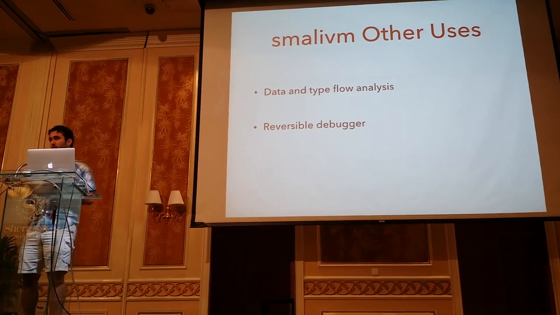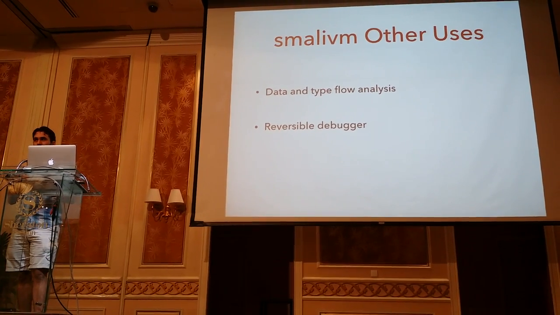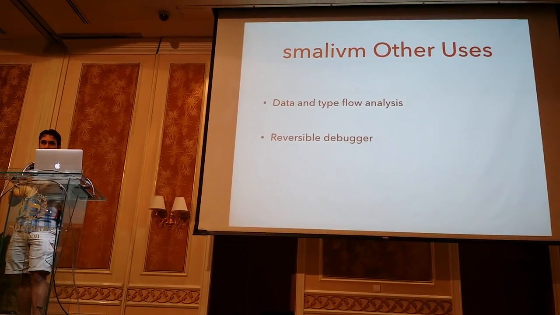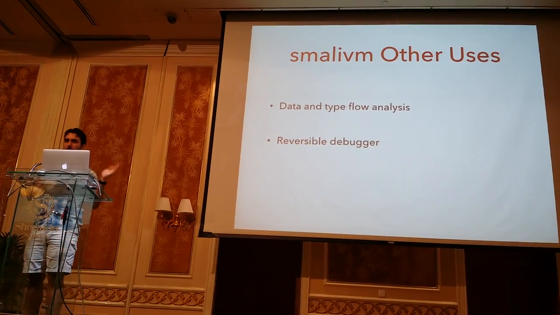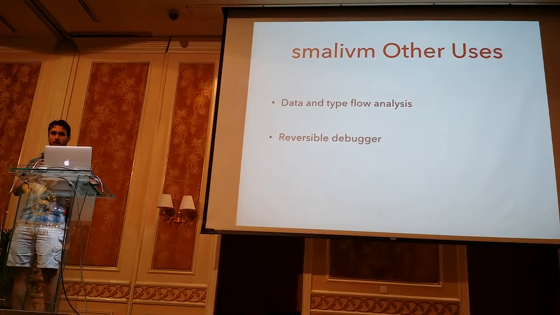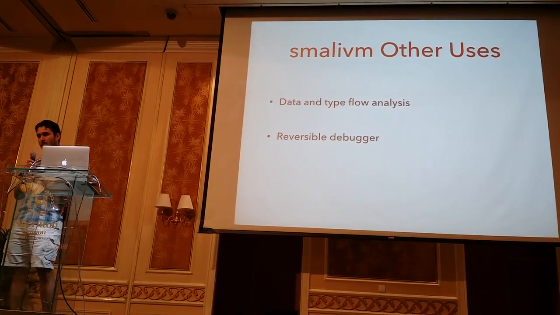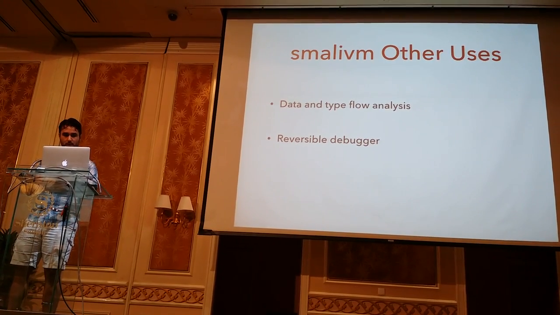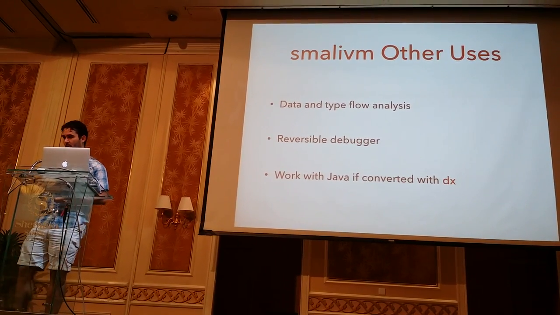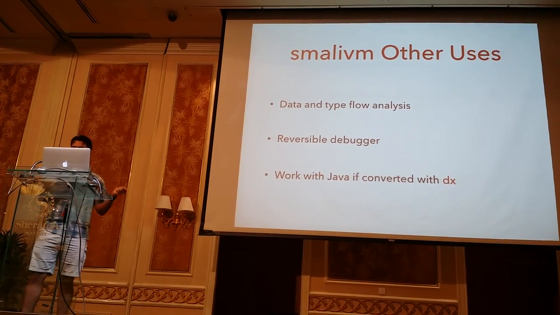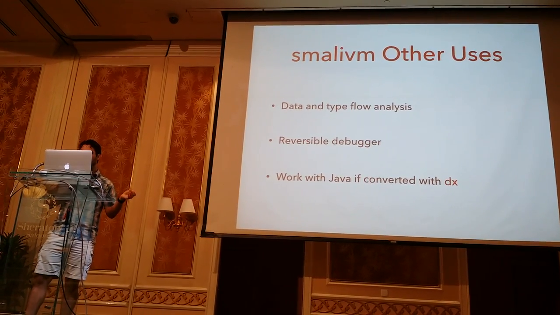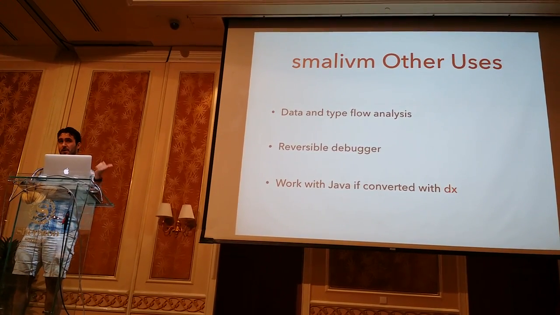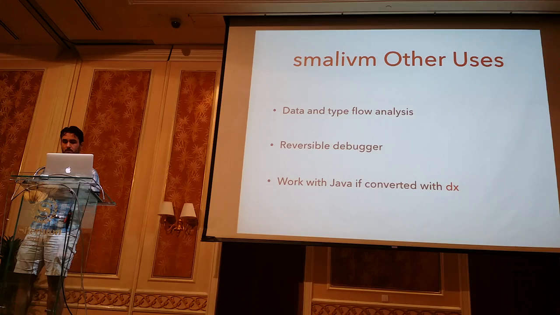You can make a reversible debugger. Firefox has a reversible JavaScript debugger, which I thought was super cool, and you should be able to implement the same thing here because you're generating the entire context-sensitive graph. You should be able to go backwards and forwards and really play with the code, which would be interesting. And it would also work for Java if you compile the Java into, or translate the Java into, Dalvik bytecode using dx, which is very simple to do. None of these things are done yet, but this is sort of future work that I think would be interesting.